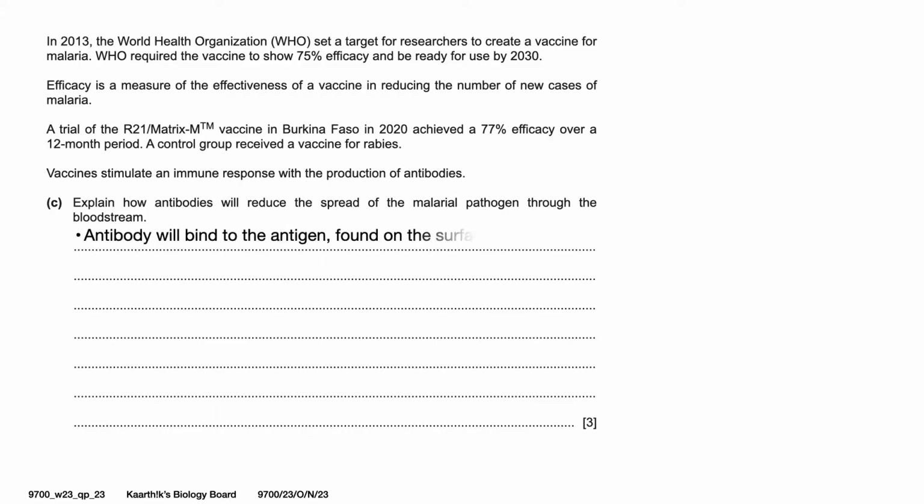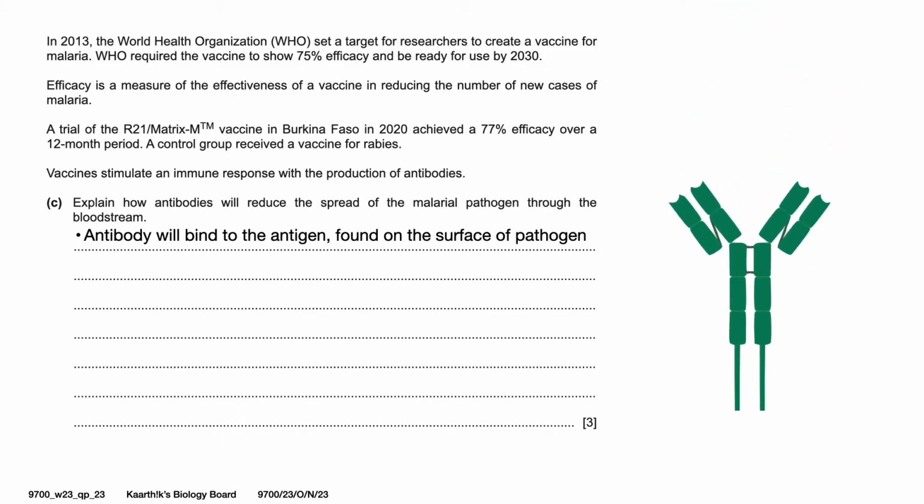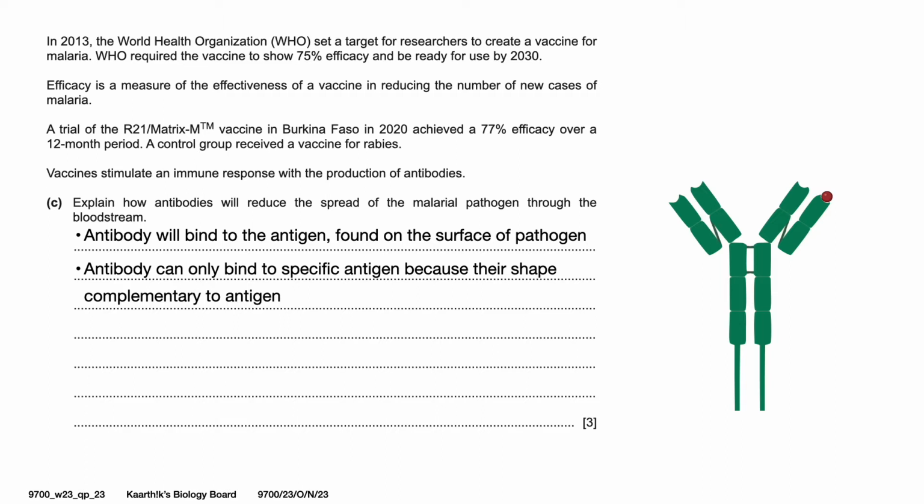So we know that an antibody will always bind to the antigen which is found on the surface of the pathogen. Antibodies can only bind to a specific antigen because they have a complementary shape to the antigen. Once the antibody binds with the antigen, this is going to prevent the entry of the pathogen inside the red blood cells or liver cells, as the malarial parasites can enter inside red blood cells or liver cells to cause damage and multiply. This will prevent the pathogen entering inside the red blood cells or liver cells.